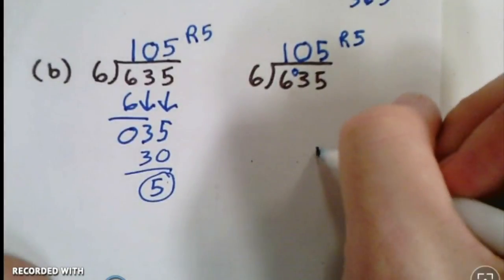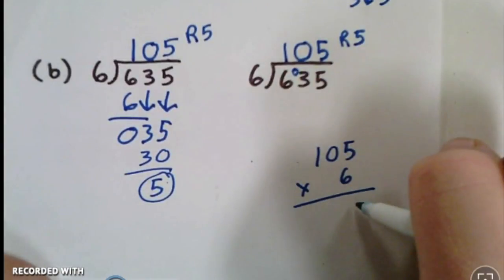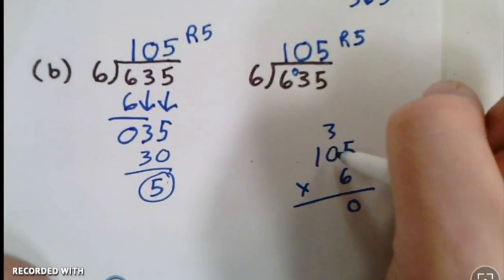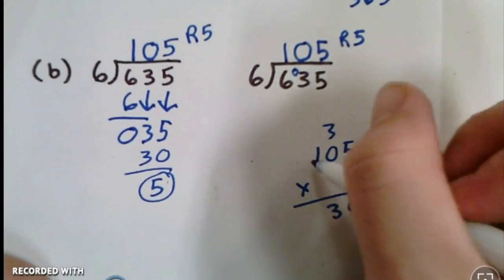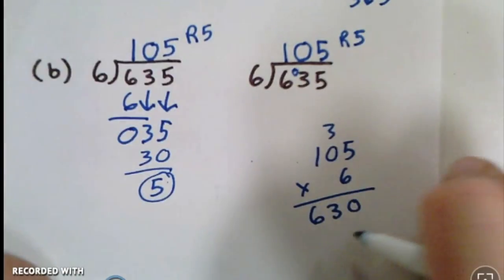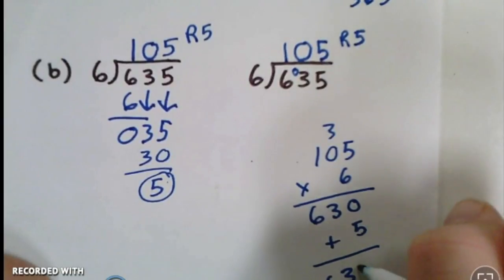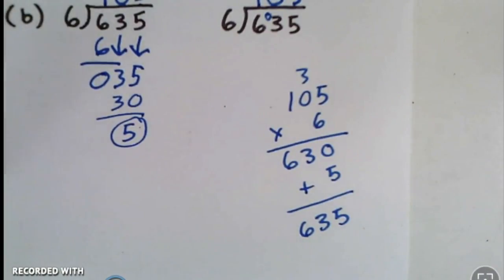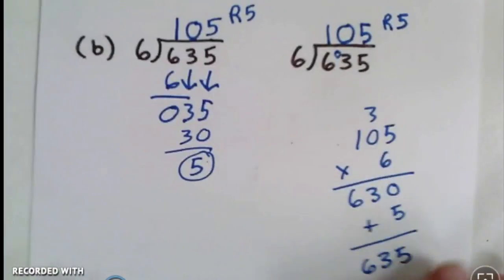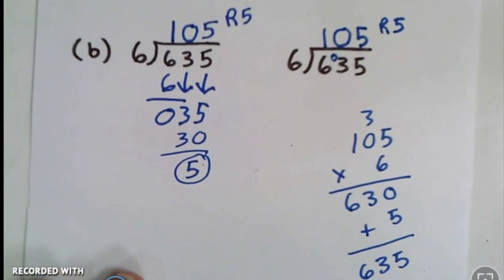Let's check our answer. So we're going to do 105 times 6. 5 times 6 is 30. 6 times 0 is 0, plus 3 is 3. 6 times 1 is 6. And then I'm going to add that remainder of 5. And so I get 635, which is what I started with. So my answer is correct. Again, the biggest key to this is just remembering before you can bring down again, before I can draw another arrow, I need to make sure that I added in my 0 there.